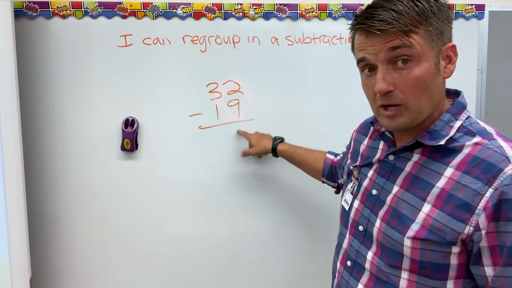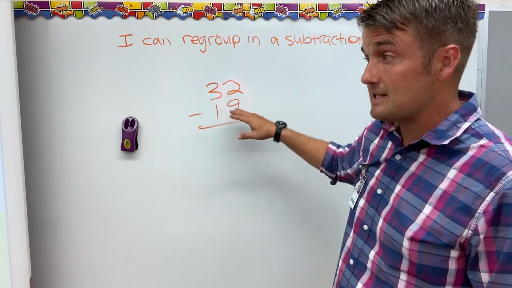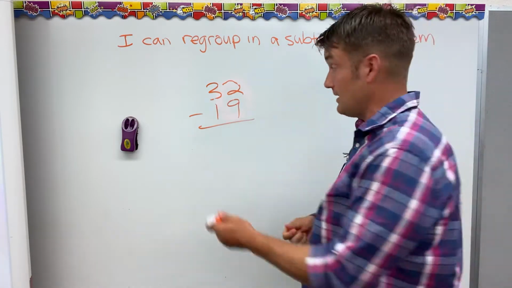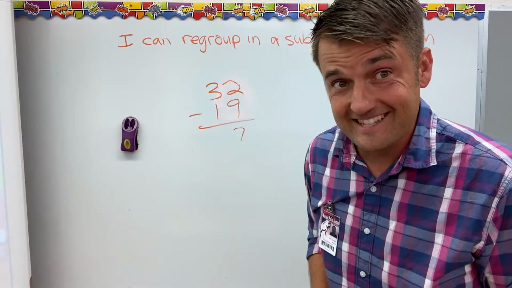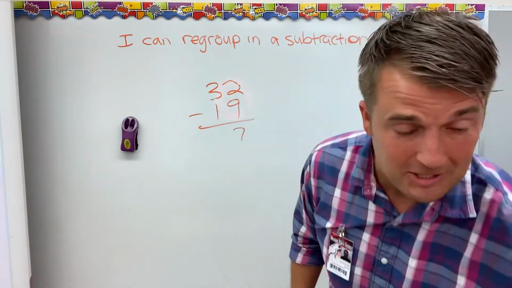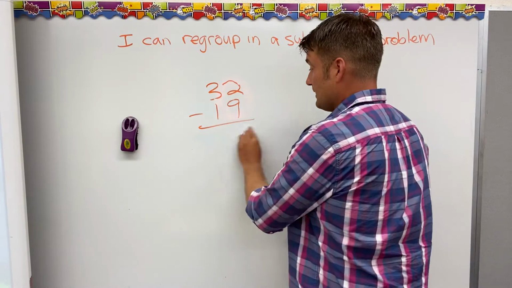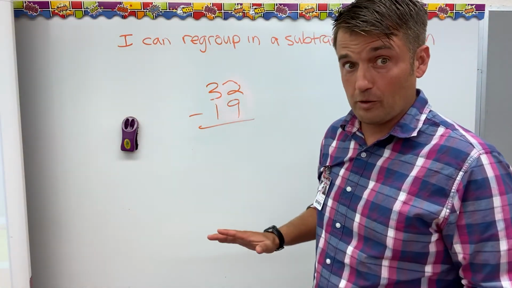And then we'll subtract once we've made enough. But I can't do this if there's a bigger bottom. I can't just do 2 minus 9 is 7. That's wrong. That's always wrong. That's not another way to do subtraction. It just doesn't work, okay? So, here we go. We're gonna do this the regrouping way.